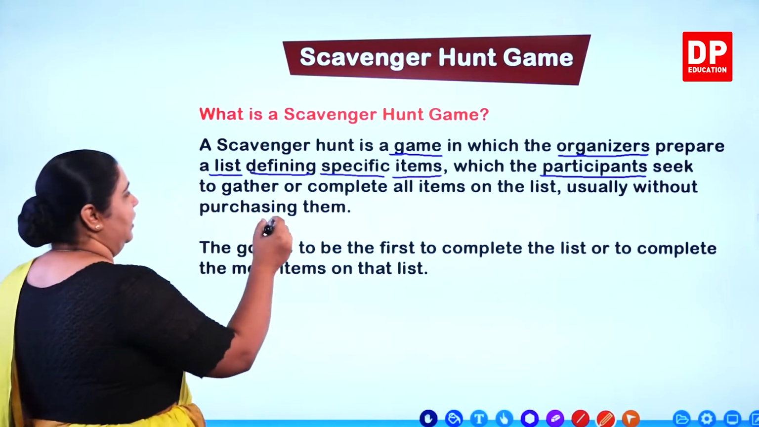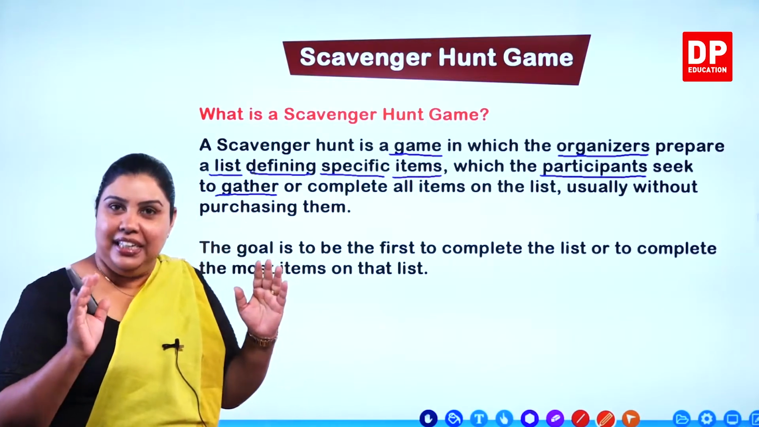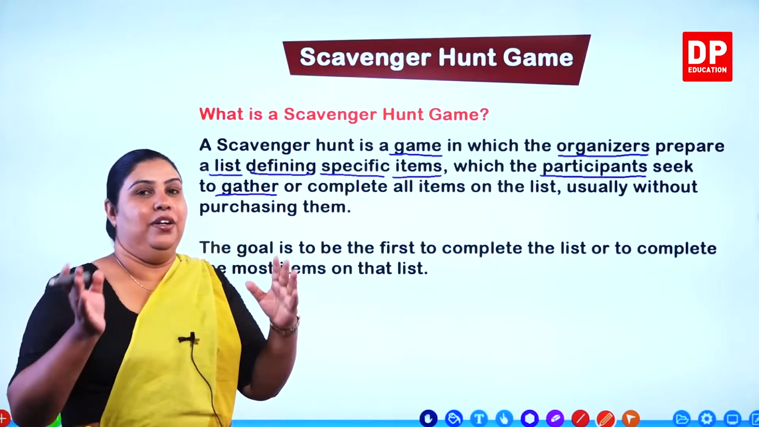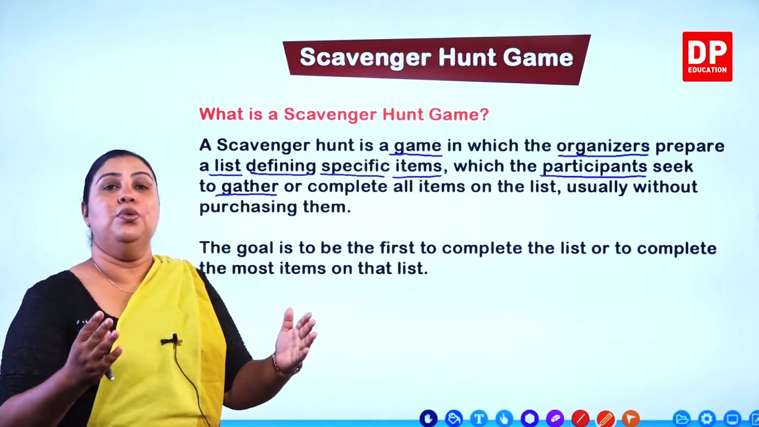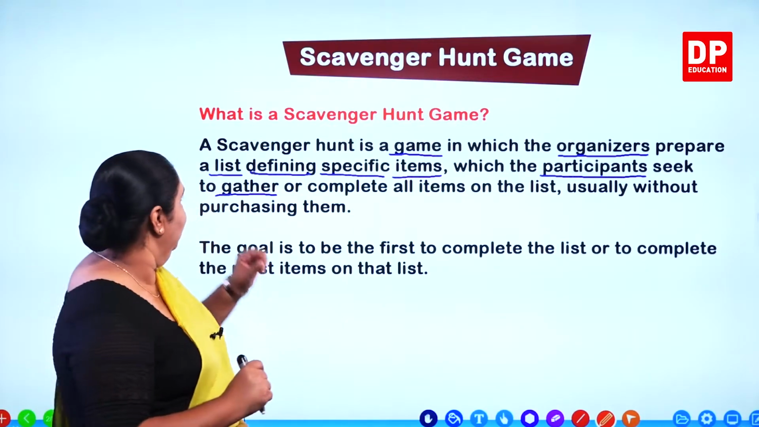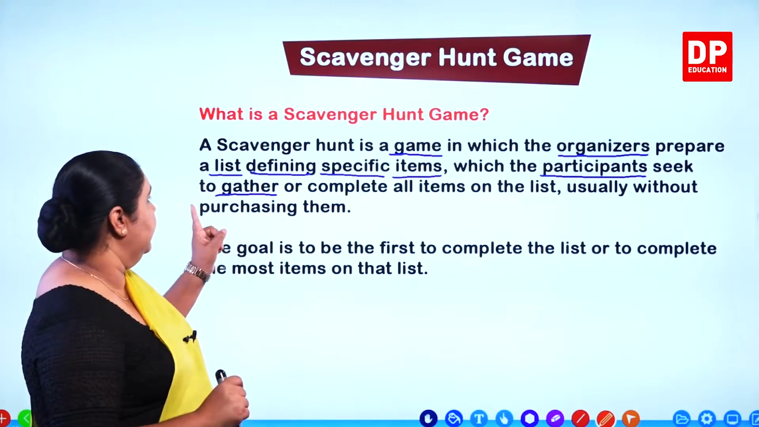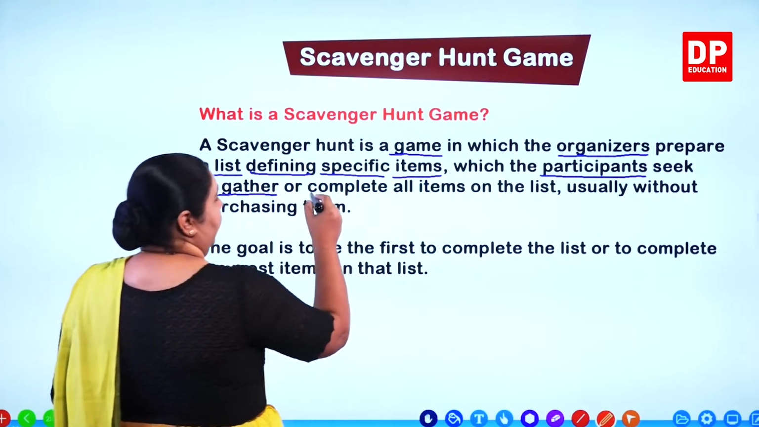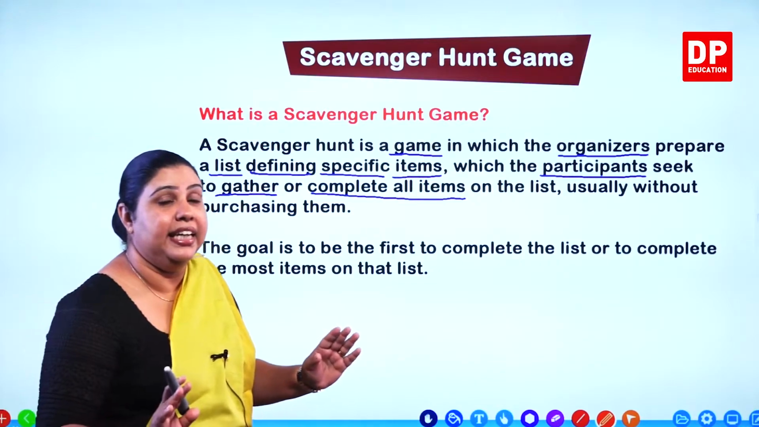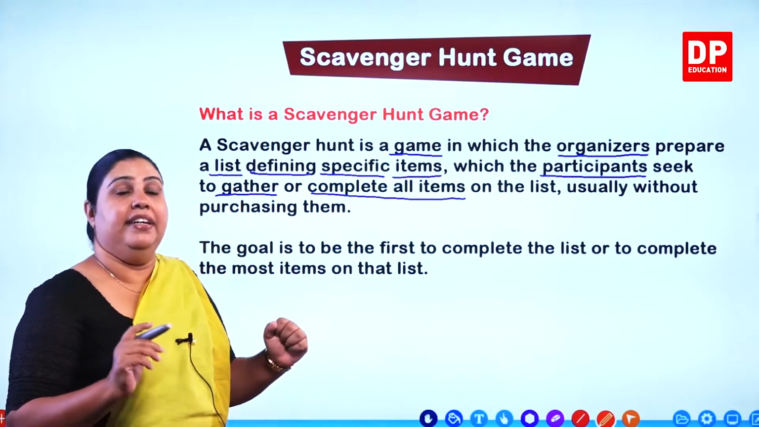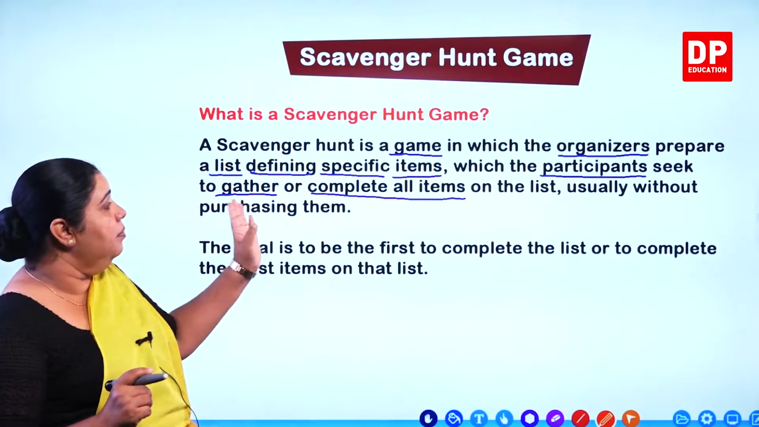Right, you get a list of things that you have to gather. So in that list you have to go and look for the things that they have mentioned. Right, so they will give you a list defining the specific items which the participants seek to gather or complete all items on the list. That is why they say the participants seek to gather or complete all items.